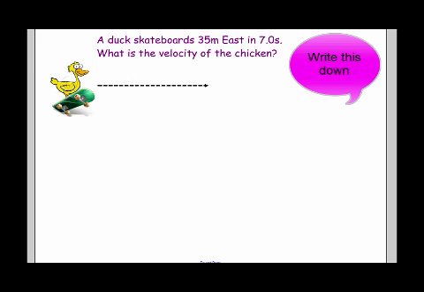So this question says, a duck skateboards 35 meters east in 7.0 seconds. What is the velocity of the chicken? I think that's supposed to say duck. We'll just go with that. My first step is always going to be my formula. With these questions, I'm going to start with the same formula, a change in d over a change in t.